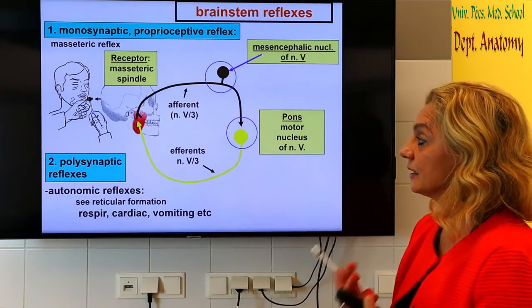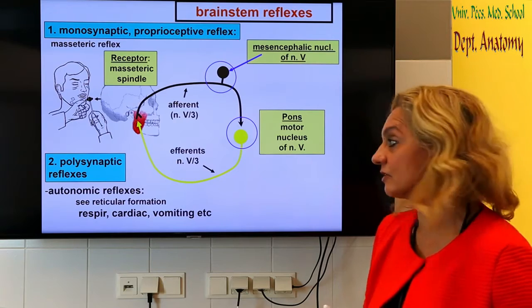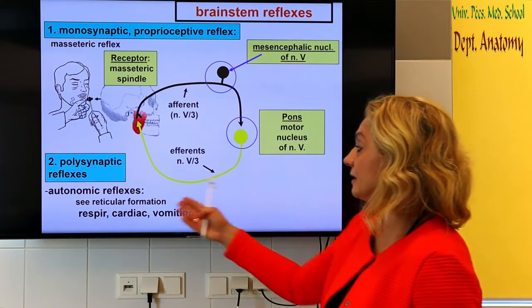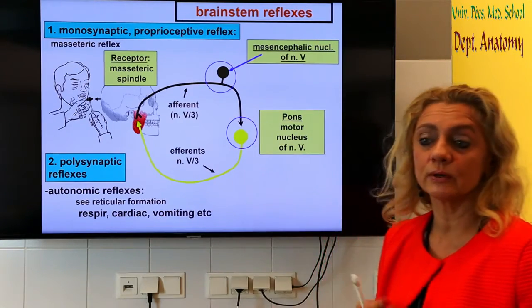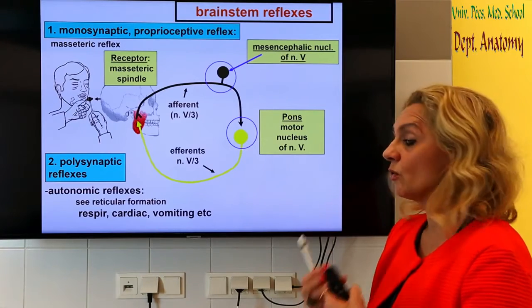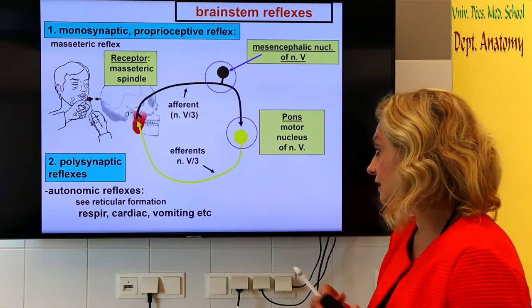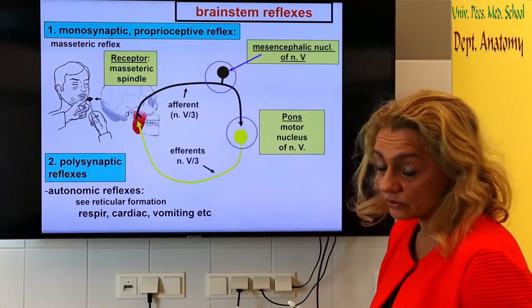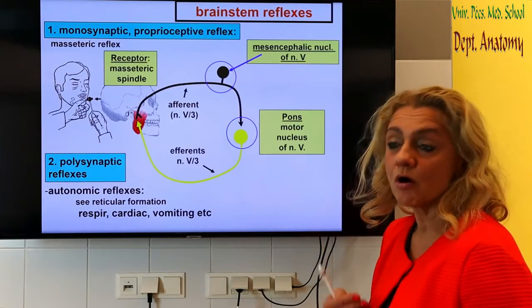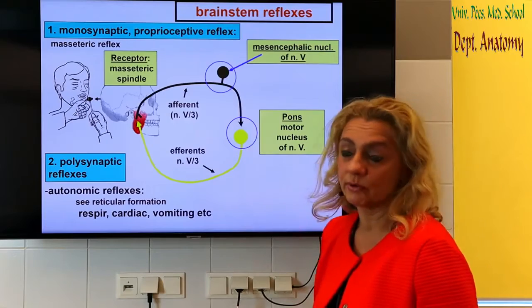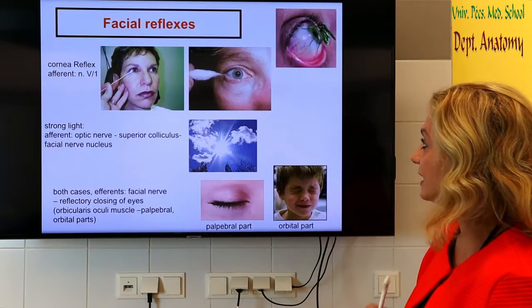And there are many polysynaptic reflexes in the brainstem. These we already talked about when we did the reticular formation, all the reflexes with the respiratory, cardiac, cardiovascular centers, vomiting, coughing, swallowing. These are all brainstem polysynaptic reflexes.